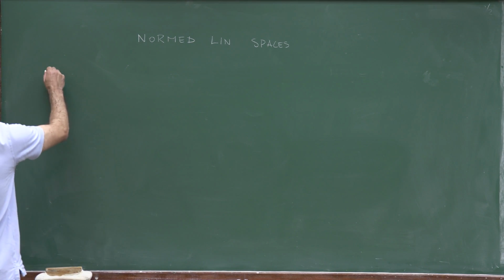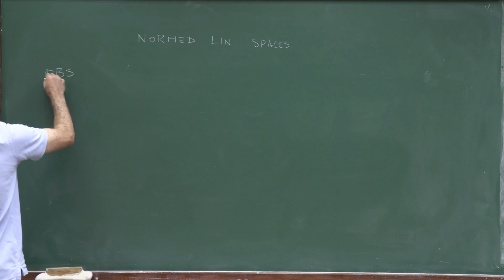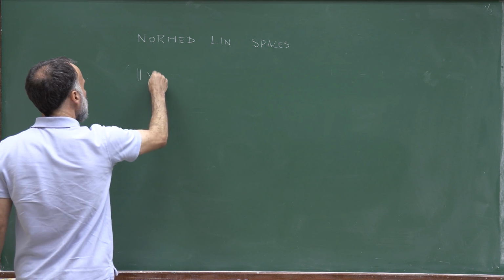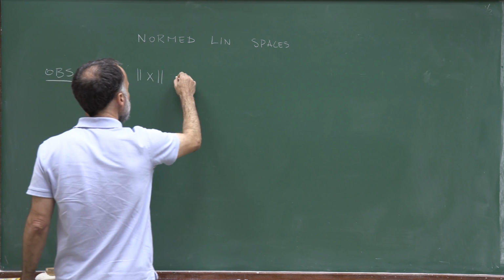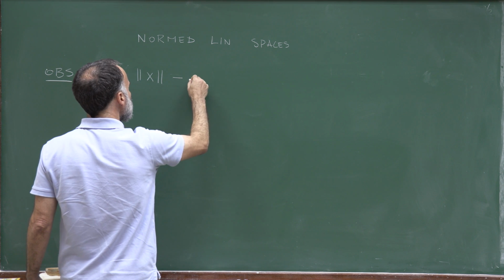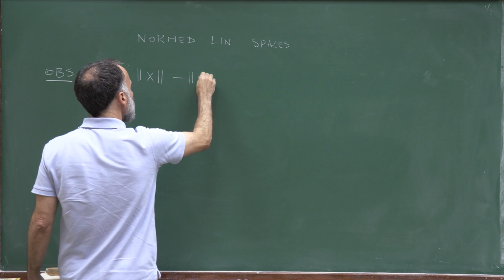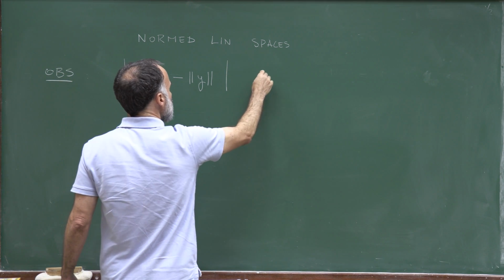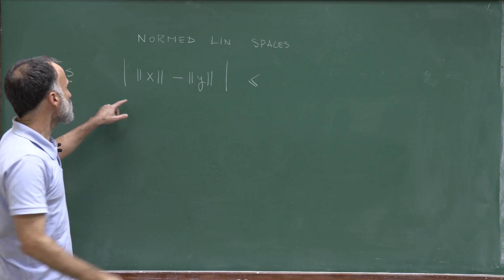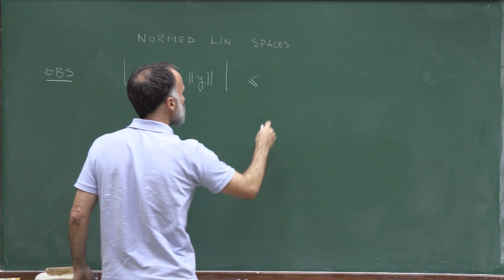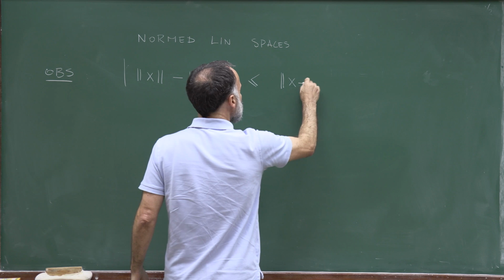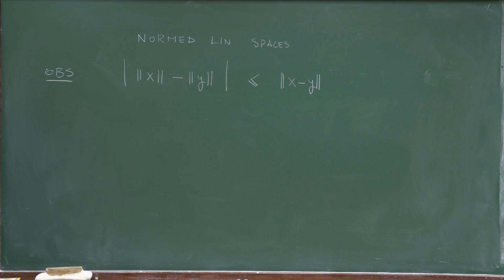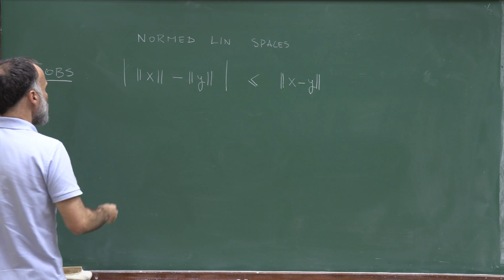So two observations before we proceed. The first one is that if you take two elements x and y of X, what I claim is that the difference between the norm of x and the norm of y, these are real numbers, I'm saying that the absolute value of this difference is bounded by the norm of x minus y. And so let me prove this inequality.